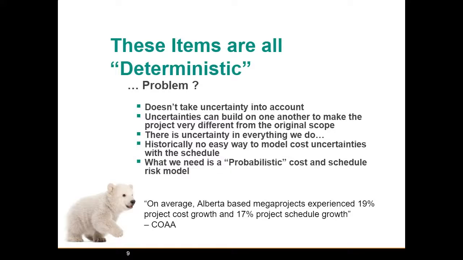model. Going back to the COAA again, another study said that on average, Alberta-based mega projects experience a 19% project cost growth and a 17% project schedule growth. We all know that cost and schedule are linked together, but we don't always understand exactly how they're linked and what those dependencies are.